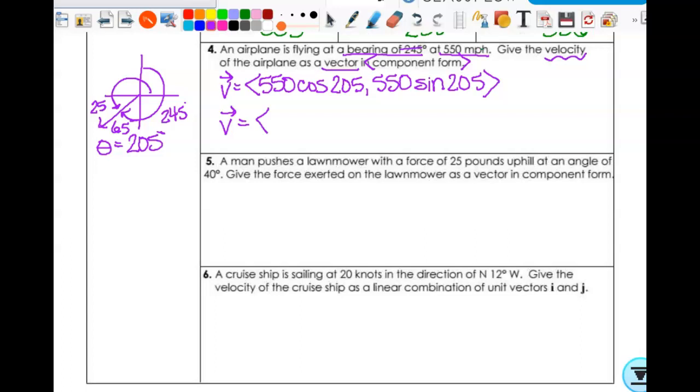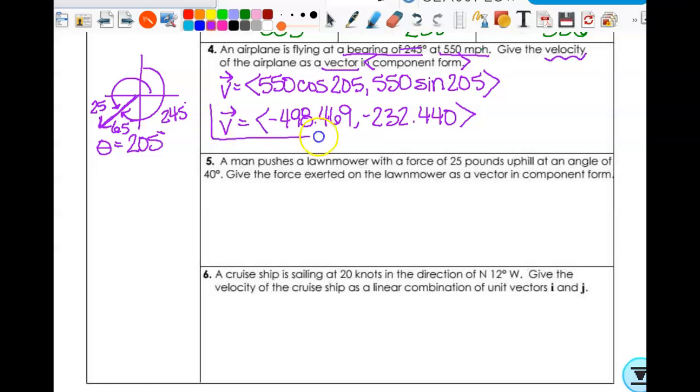We will get... and your vector is negative, negative, which should make sense because your angle is here in the third quadrant. What questions do you have?